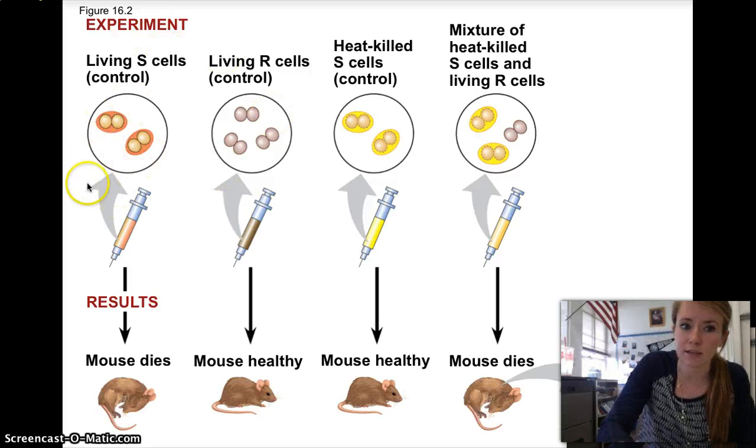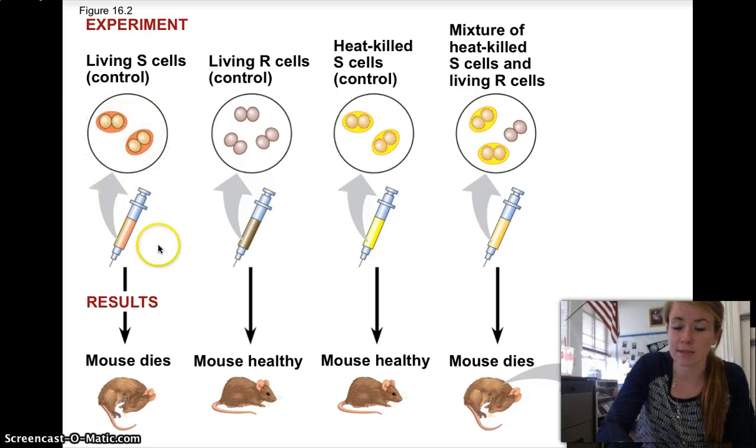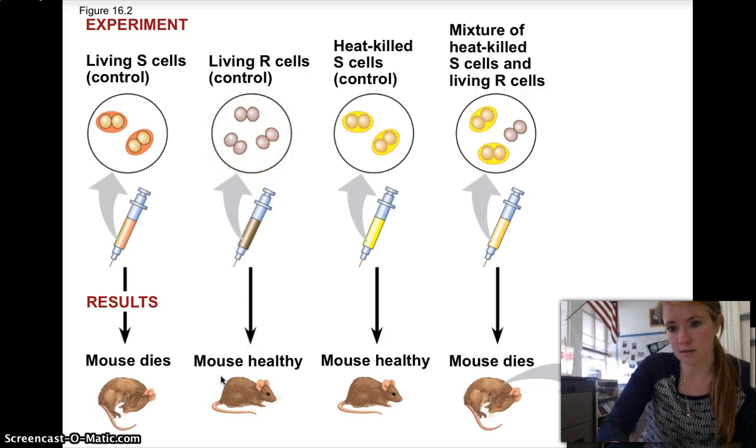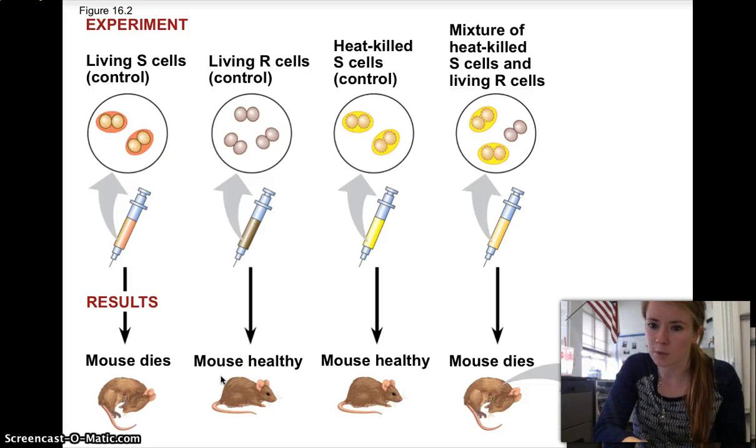He would take the living S cells, and he injected them into a mouse and the mouse would die of pneumonia. And then he took the living R cells, and these stand for smooth and rough. And so he took the living rough cells, and if he injected them into a mouse, the mouse lived. So the cells are alive, but they're not causing pneumonia.